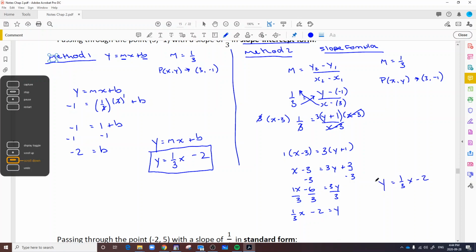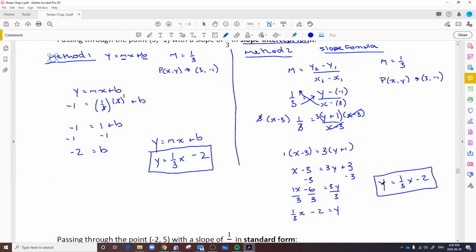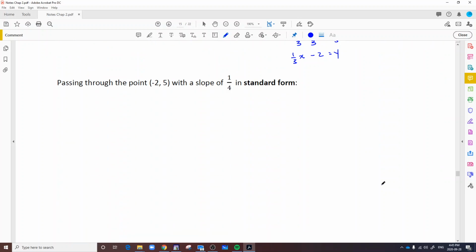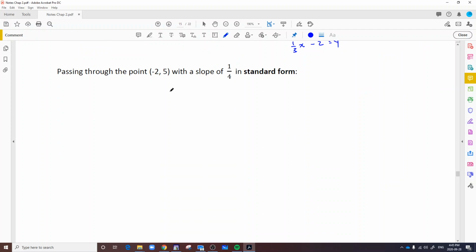So again, workhorse. Looks like it took way more effort, but it's consistent. It's always the same every single time. So now let's look at the next problem. Okay, same thing. Find the equation of a line given a point and a slope.